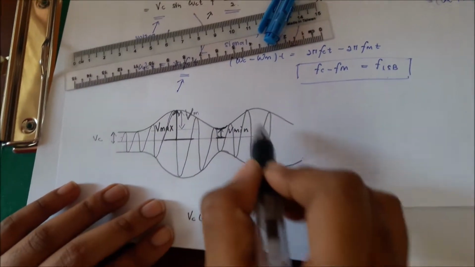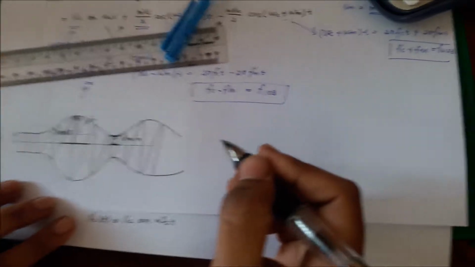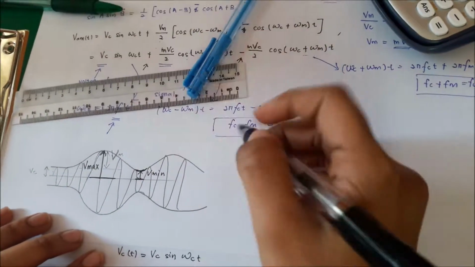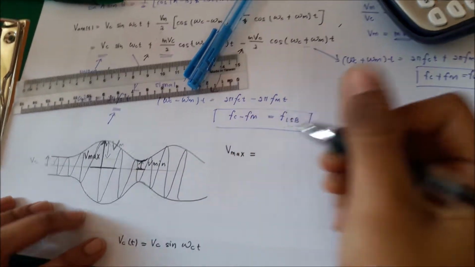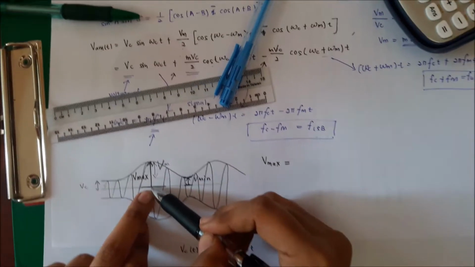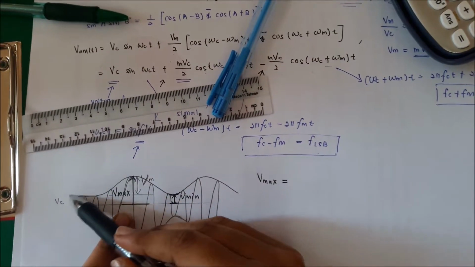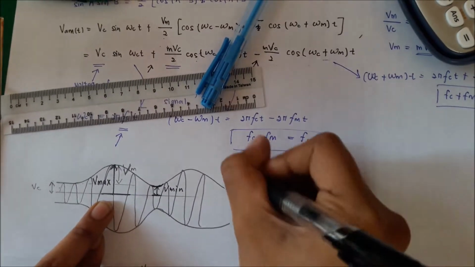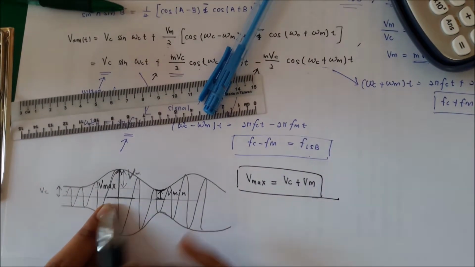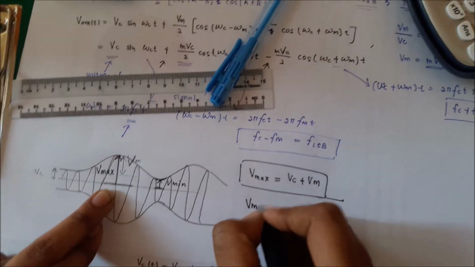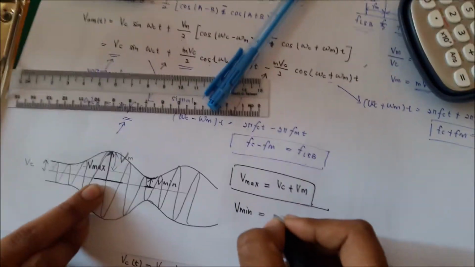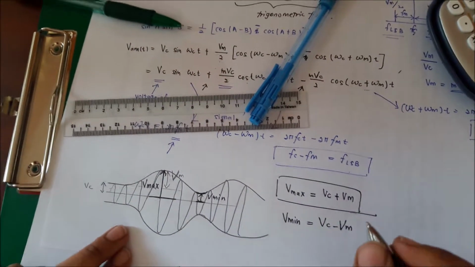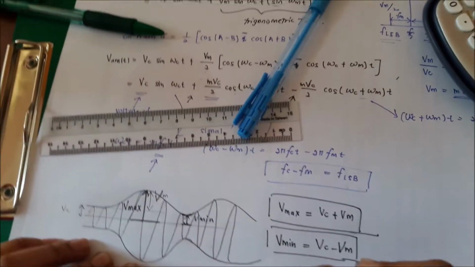So from here itself you could now know the formula to get V max. V max is, if you take a close look, from the zero reference up till your peak point, which is a combination of Vc and Vm. So therefore Vc plus Vm is going to give your V max. And the same goes for V min. V min would be equivalent to your Vc minus Vm. And there you would get these two formulas out.